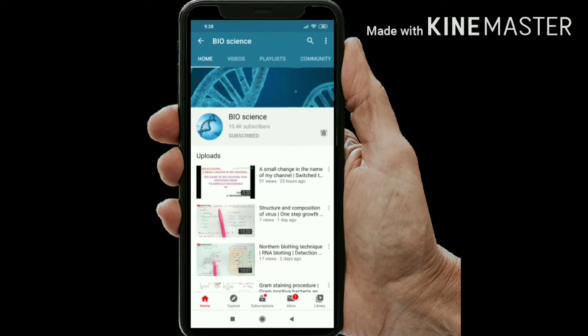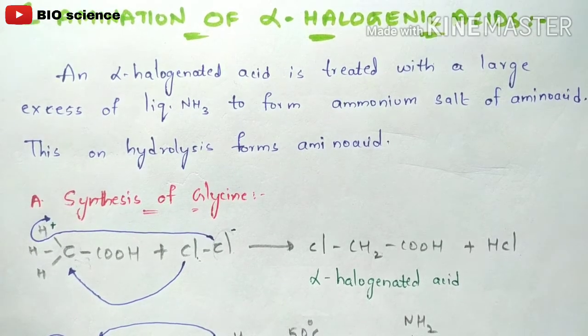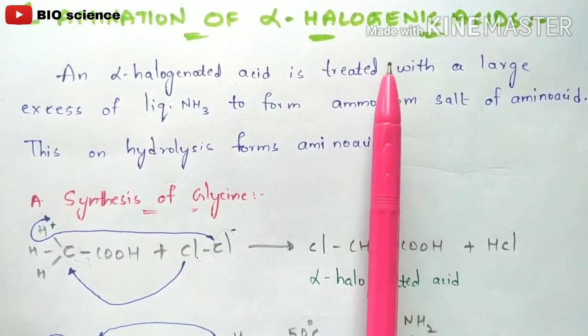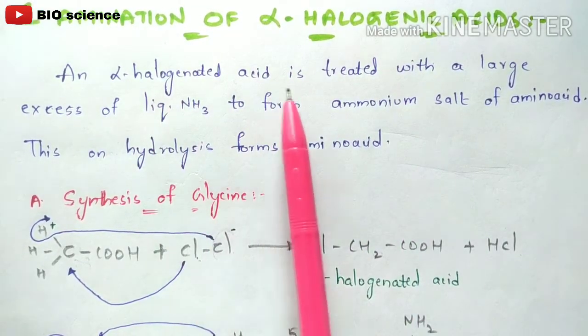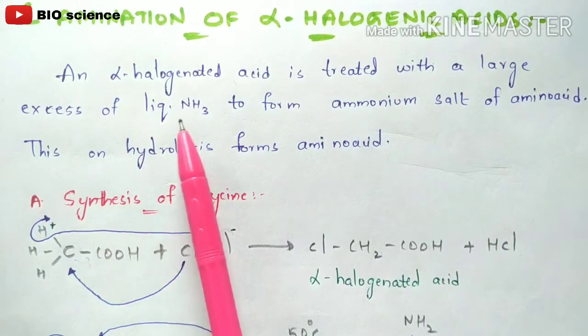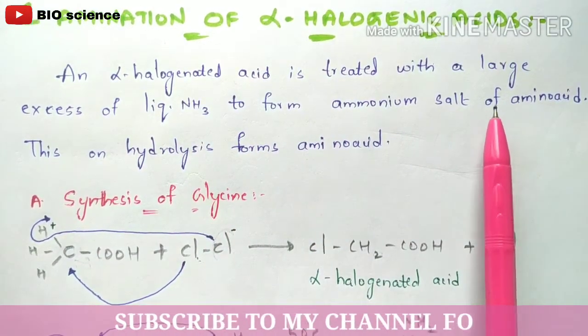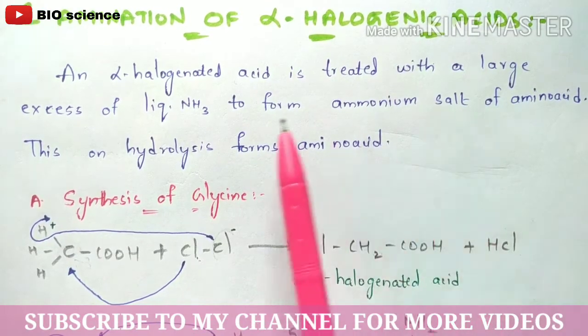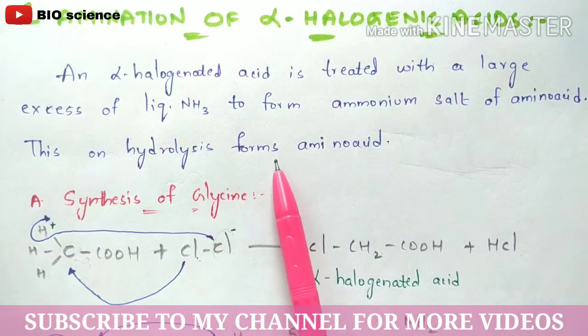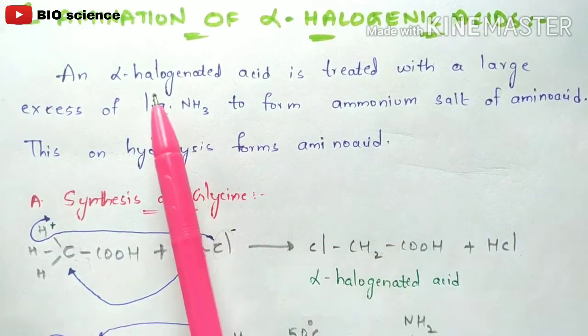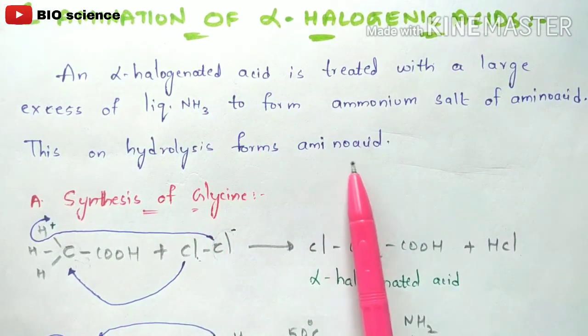Thank you. So firstly let us discuss the amination of alpha halogenated acids. An alpha halogenated acid is treated with a large excess of liquid ammonia to form the ammonium salt of an amino acid. And now this ammonium salt will undergo hydrolysis and form the amino acid. So from the alpha halogenated acid we are going to form the amino acid.